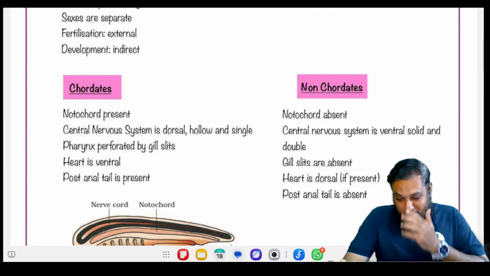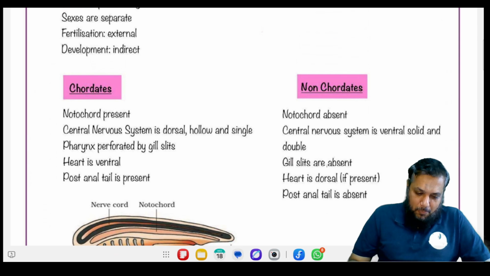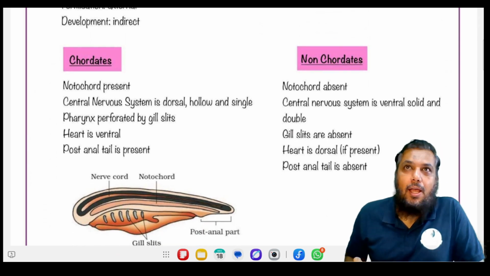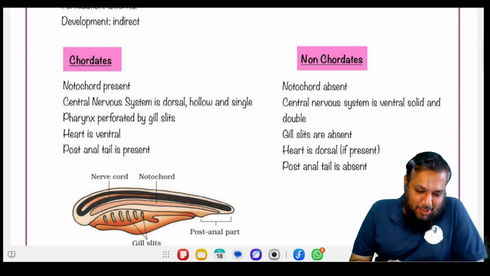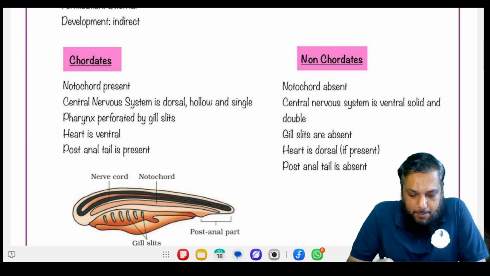As we have finished with our non-chordates, we'll start with the phylum Chordata. Now, what are the salient features of the phylum Chordates? As you can see, in the chordates, the notochord is present. Yes, and we have seen this previously.